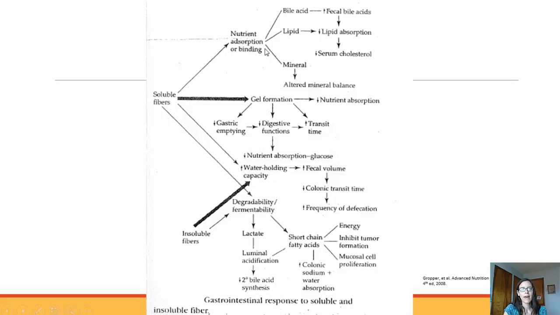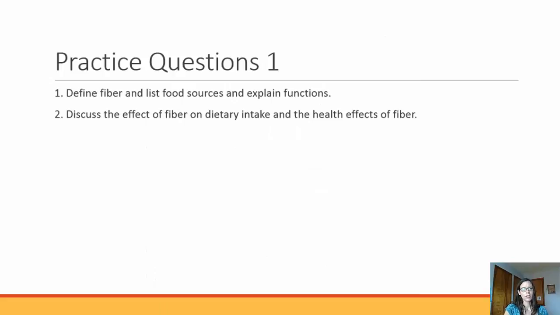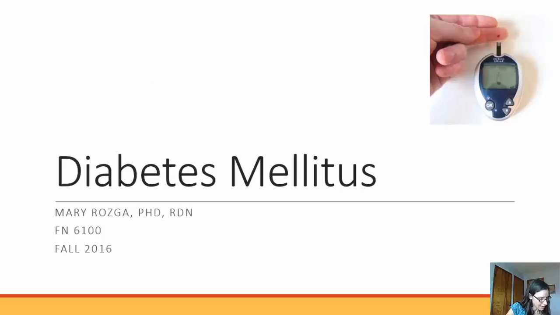Soluble fibers also have high adsorption properties, so that, as we said, can lead to altered mineral balance and can lead to more excretion of bile acids, lower lipid absorption, and lower serum cholesterol. So this is a nice overview. Okay, and I'll let you do those questions on your own. And now we're going to go to the second part of the lecture, which is about diabetes.